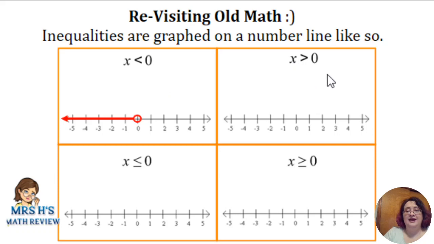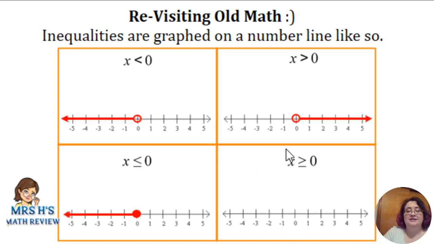Up here, we have x is greater than 0. Again, not equal to, so I have to use an open circle. And since the variable is on the left, that inequality symbol is pointing towards the right, so I draw my line to the right side. Down here for the bottom left, we have x is less than or equal to 0. So 0 counts as part of our solution, so I have to have a closed circle. And the variable again is on the left and it's pointing towards the left. So I'm going to go in the direction that arrow points, and draw my line out to the left.